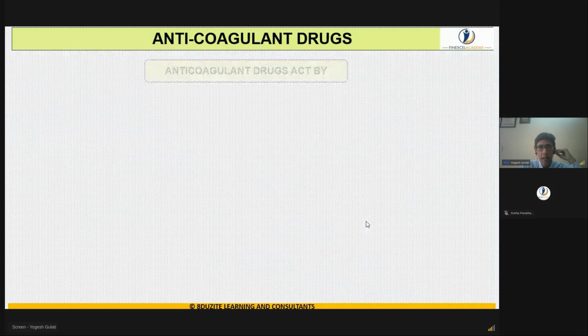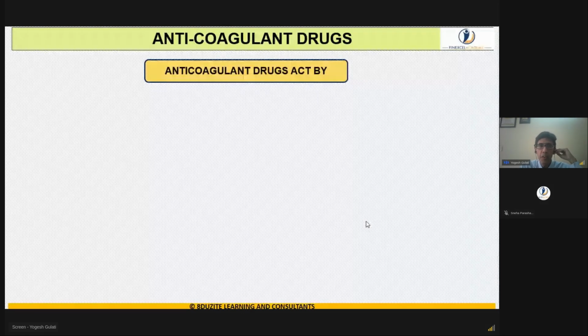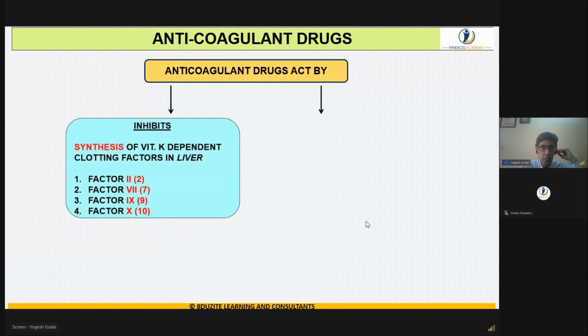Now we move ahead, and we will see there are two groups of anticoagulant drugs. How do they act? One group acts by inhibiting the synthesis of vitamin K dependent clotting factors, so clotting factors are not formed. They block the formation of clotting factors in the liver. So clotting factor synthesis is blocked. What are the clotting factors synthesized in the liver that are blocked by this class of drugs? They are 2, 7, 9 and 10.